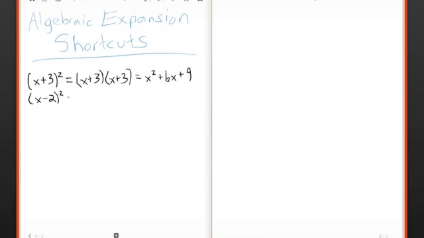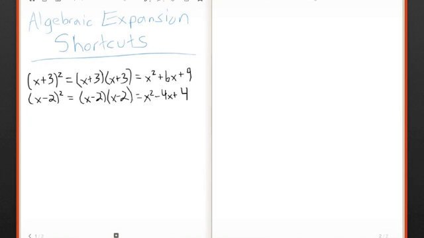Same thing if we have a minus sign here. X minus 2 squared is the same as x minus 2 times x minus 2. So this will be x squared minus 2x minus 2x is minus 4x. Negative 2 times negative 2 is plus 4.